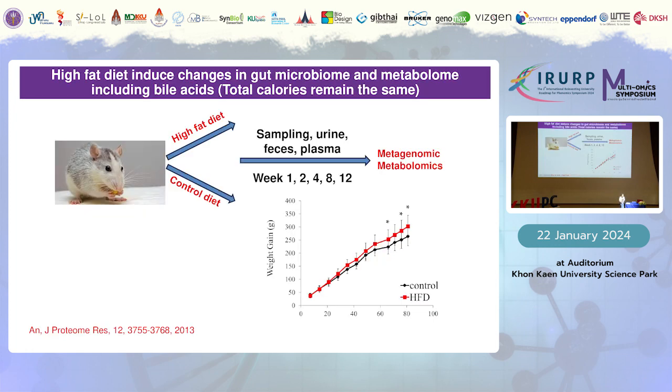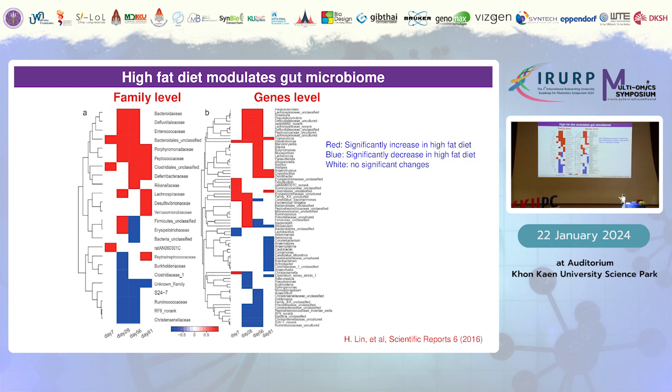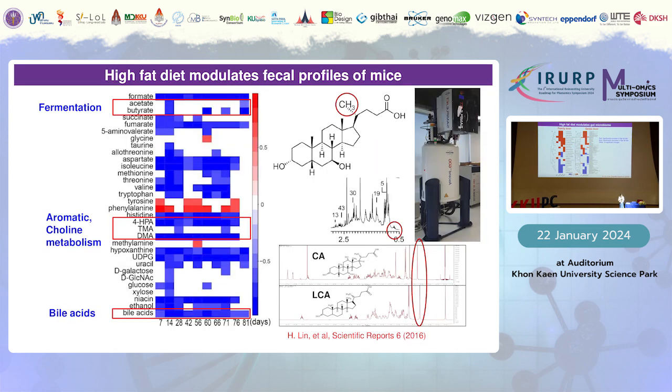So a second example I want to give you is a high-fat diet. We gave rats a high-fat diet or a control diet, followed for about 81 days, and we sampled on different days. For this study, we performed a metagenomic study so that we know which microbes changed. Clearly, at the family level or genus level, you can see the high-fat diet gave the animals a huge change in their microbes. From very early on, as soon as 7 days, you see the changes, okay? And then it's quite a dynamic process as we go along with the continuous high-fat diet.